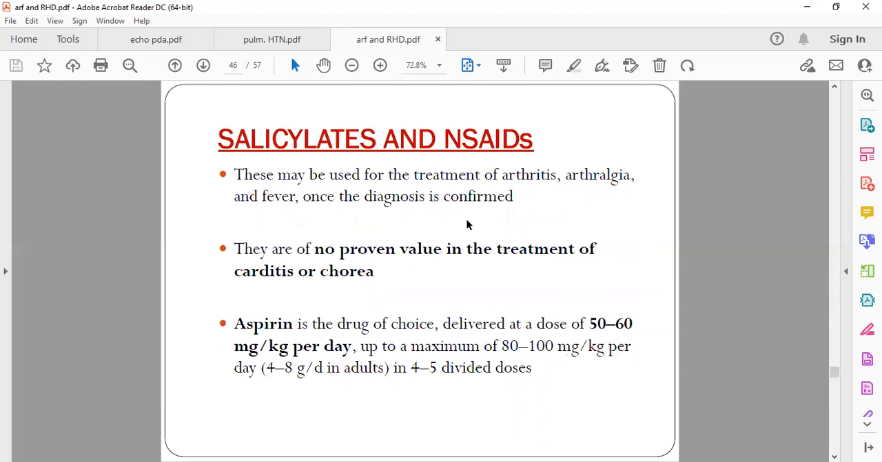Salicylates and NSAIDs are the mainstay of treatment in case of arthritis and fever, so all this gets subsided. The most common drug used is aspirin. They have no proven role in the treatment of carditis. In carditis and in children with chorea, there is no role for salicylates and NSAIDs. Aspirin here is not the routine use we have for cardiac diseases like coronary artery disease; you have to use it at a much higher dose, around 50 to 60 milligrams per kg per day.